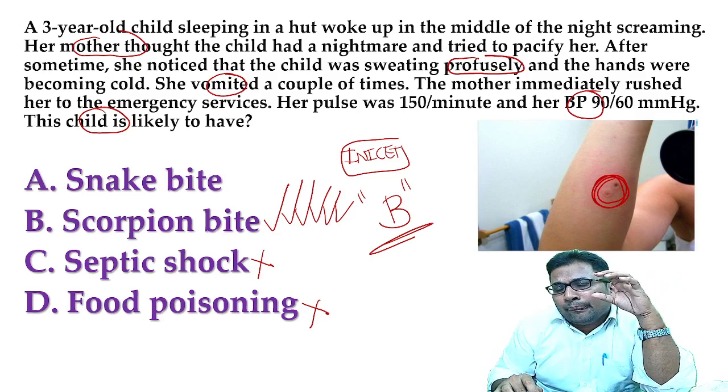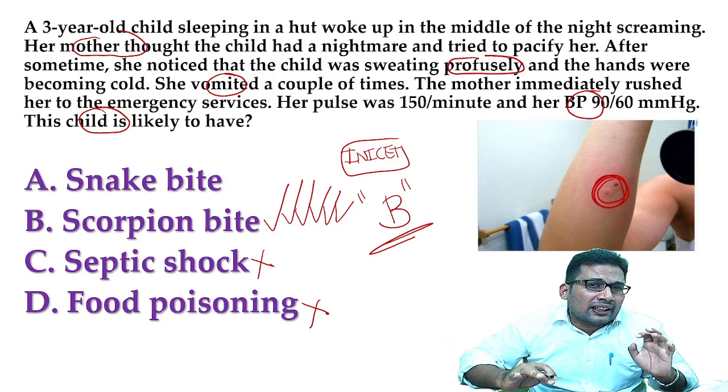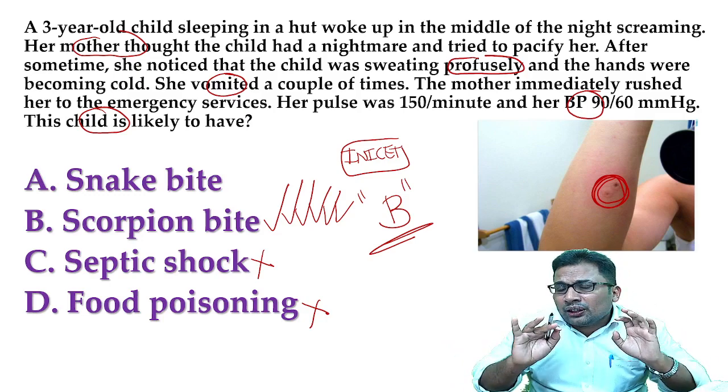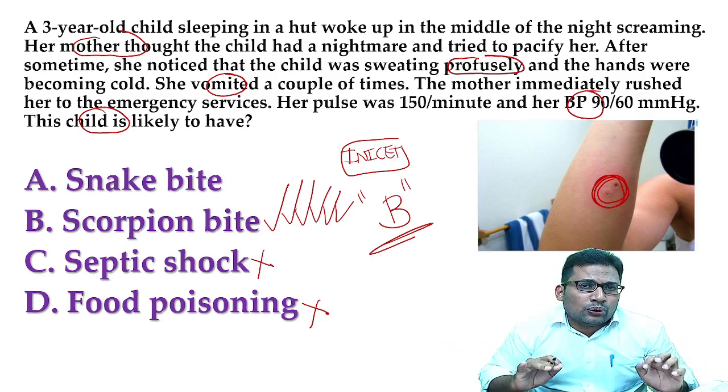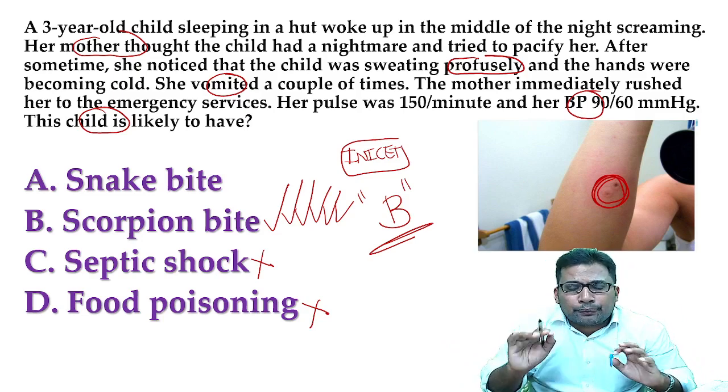And here the important finding, remember in scorpion bite, there will be extreme pain. So that is the classical presentation of scorpion bite. Uncontrollable bleeding, all this goes in favor of viper bite rather than scorpion bite.